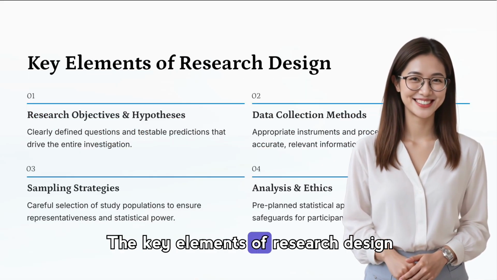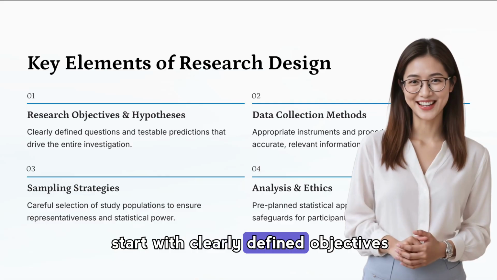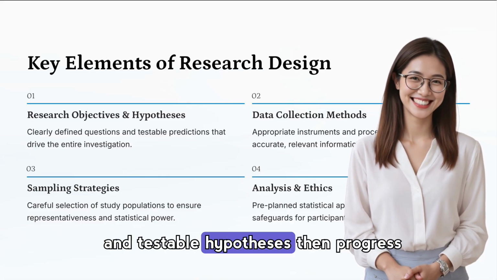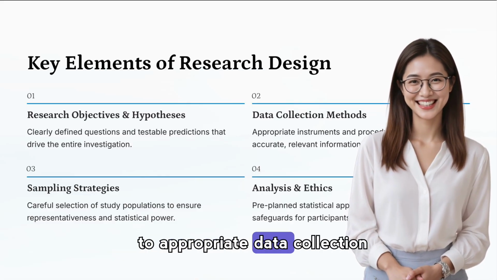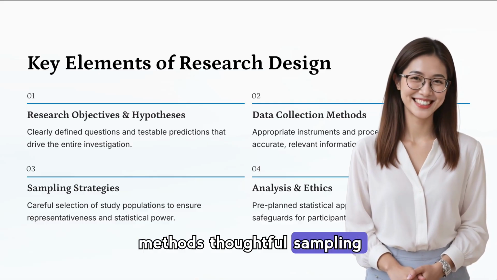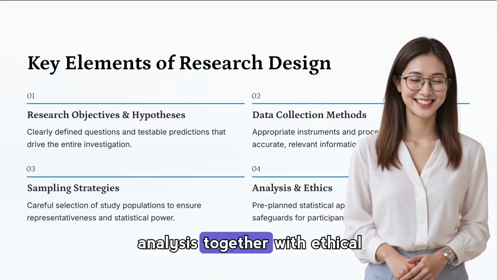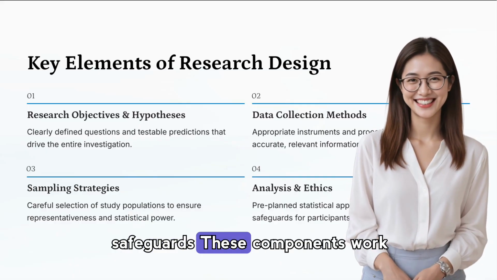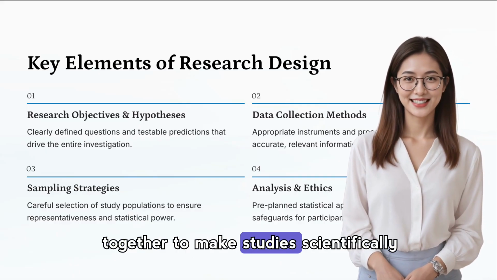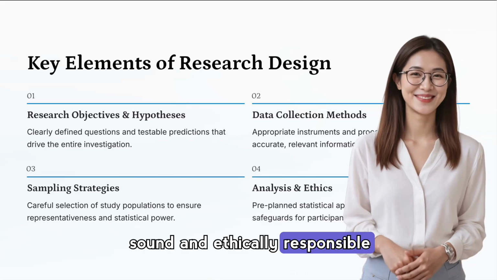The key elements of research design start with clearly defined objectives and testable hypotheses, then progress to appropriate data collection methods, thoughtful sampling strategies to ensure representativeness, and pre-planned analysis together with ethical safeguards. These components work together to make studies scientifically sound and ethically responsible.